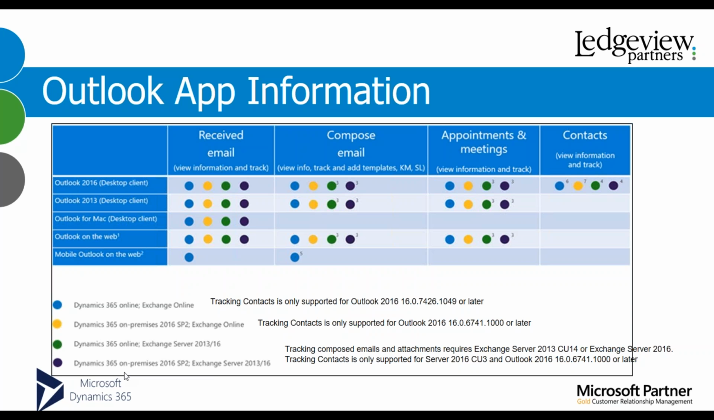So right here. If you're Dynamics 365 online, but you're on-premise Exchange, or you're Dynamics 365 on-premise and Exchange Server 2013-2016, there's a couple of caveats. You can do everything, but if you want to track composed emails and appointments, I apologize, it requires Exchange Server 2013, CU14, or Exchange Server 2016. Now, for tracking contacts, you have to be Server 2016 CU3, and in that particular Outlook desktop version. So just a couple things to keep in mind.